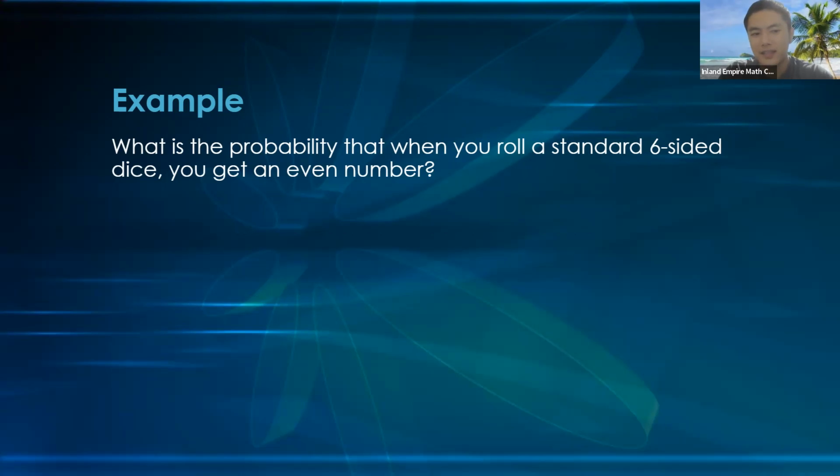Well, on a standard six-sided die, you have the numbers 1, 2, 3, 4, 5, 6. And among them, exactly 3 of them are even: 2, 4, and 6. Therefore, there are 3 successful outcomes, and that's out of a total of 6 possible outcomes. So the probability is simply 3 divided by 6, which is 1/2.